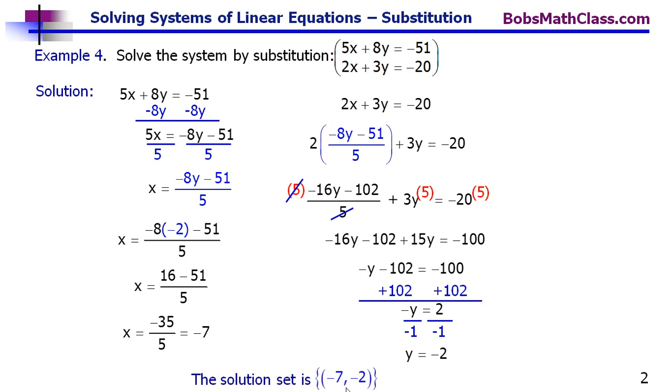So that's our solution set. -7, -2. And you should do the check. Again, go to each of these rows, replace the x with -7 and the y with -2, and you should get the same value on each side. That would verify that this is the solution.